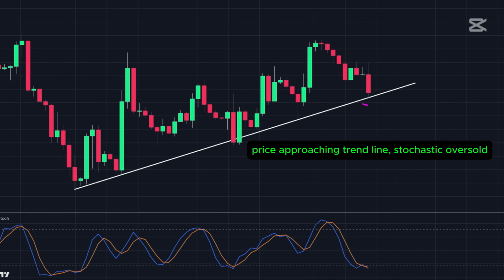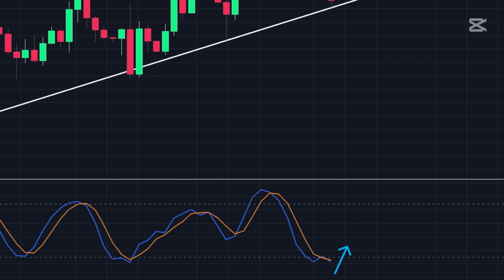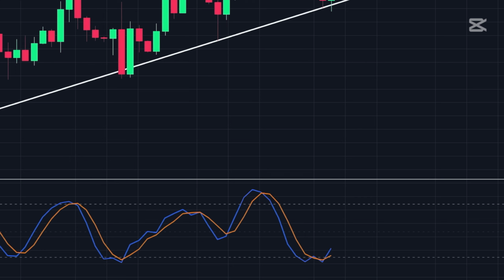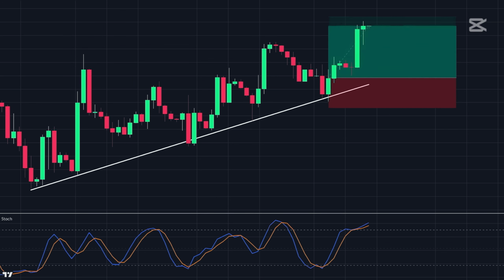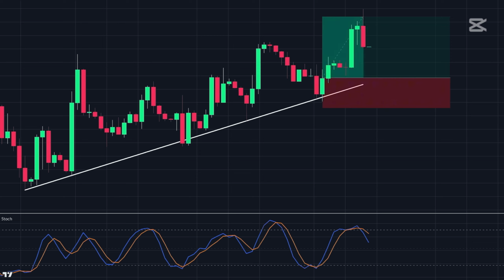For final entry confirmation, we wait for the stochastic to cut back into the oversold zone. When these signals are met, I open a buy order. Risk management: place the stop loss just below the nearest low. Take profit at twice the stop loss distance. As you can see, the price bounced and hit the take profit.